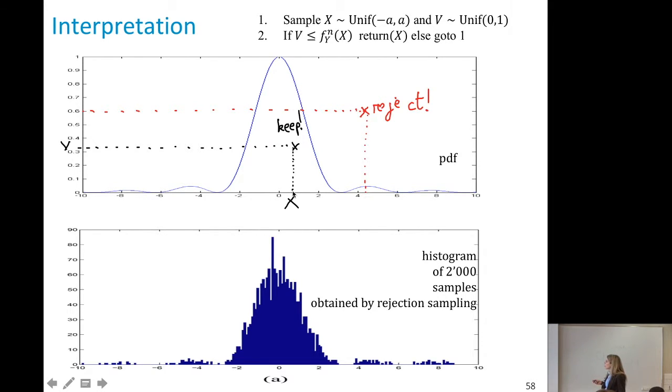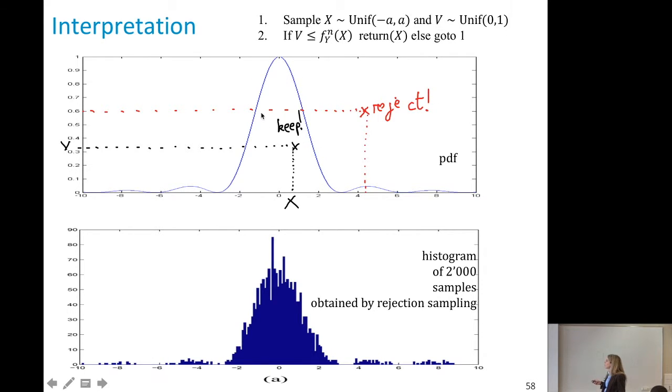Okay. Then we compute, if you see here, we compute fyn of x. This fyn of x will be this value here, up there. Okay? And we see that v is less than fyn of x. So this point we keep it, and you see that it is below this PDF of y.